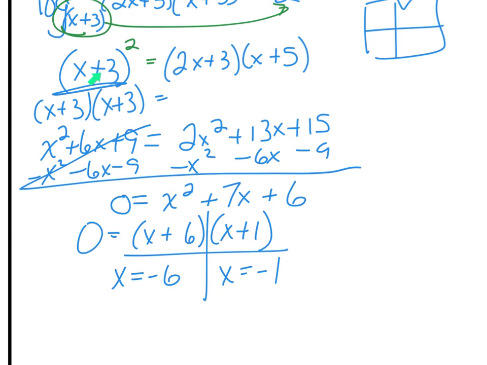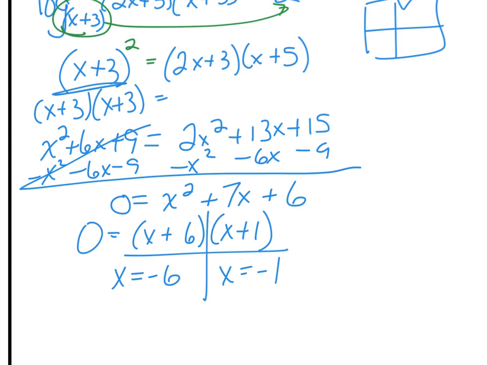Okay, so here I squared, you saw this, I did this already. I moved the x squared, the 6x, and the 9 over by changing their signs. Combined like terms, I got this mess. Factored it, t-charted it. Sometimes you might have to use the quadratic formula, maybe even completing the square if you're feeling fancy. But in this case, we were able to factor.